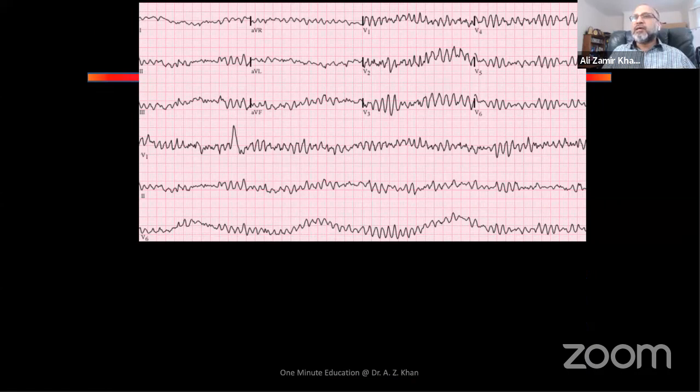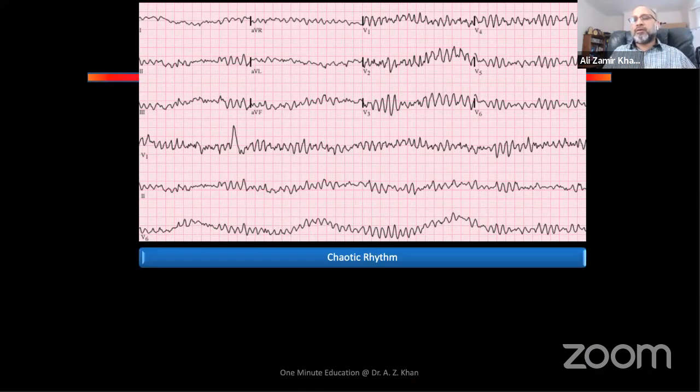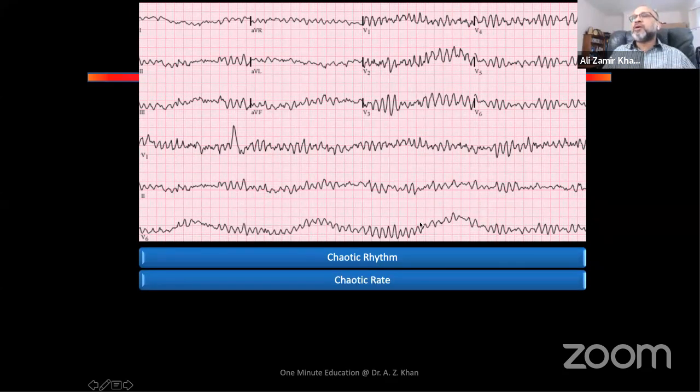In this, the rhythm has gone chaotic. The ventricle is not doing what it's supposed to do, and intermittently it's going all over the place. Look at that. It's all over. The baseline is also not maintained. The rhythm is not normal. There is a chaotic rhythm. The rate is also chaotic, sometimes 200, sometimes 75.